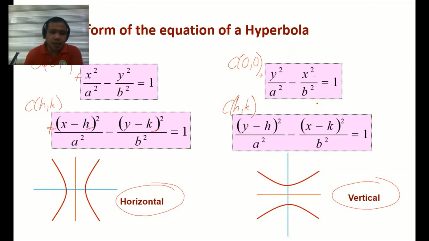By the way, ang standard form is x squared over a squared minus y squared over b squared is equals to 1. Contrary dun sa ellipse, which is x squared over a squared plus y squared over b squared equals to 1.